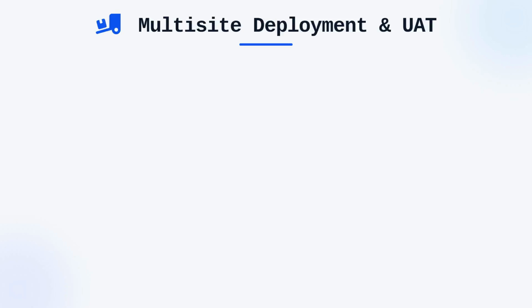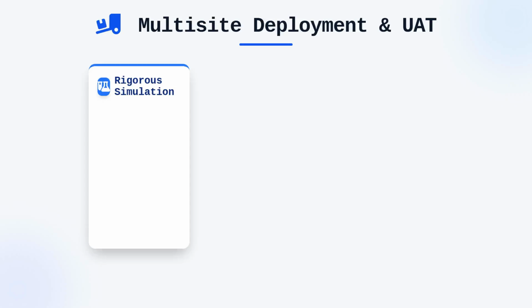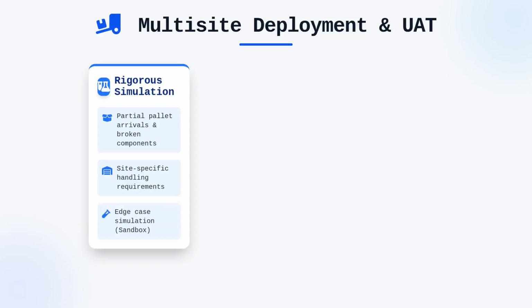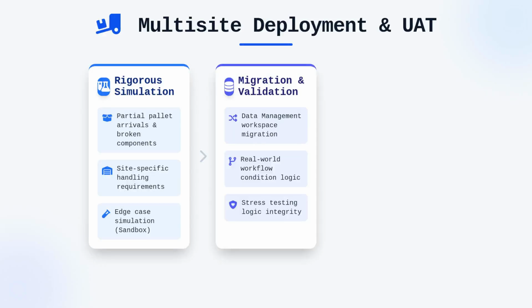For those involved in complex, multi-site deployments, the responsibility extends to rigorous user acceptance testing. It is rarely sufficient to simply configure a unit sequence in a sandbox. You must simulate edge cases such as partial pallet arrivals, units that are broken down into smaller components, or scenarios where a single product may have varying unit sequences based on the warehouse's specific handling requirements. Utilizing the data management workspace to migrate these entities is standard practice, but the data must be validated against real-world workflow condition logic to ensure the logic holds under stress.